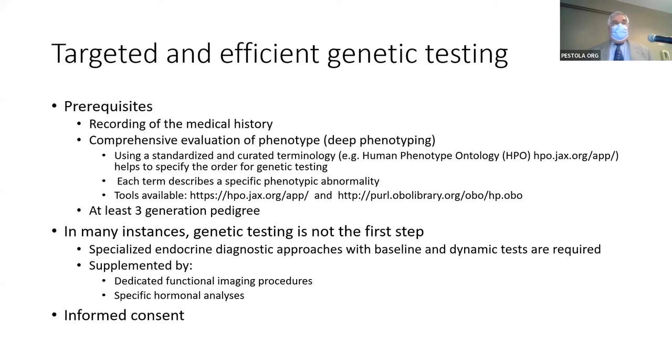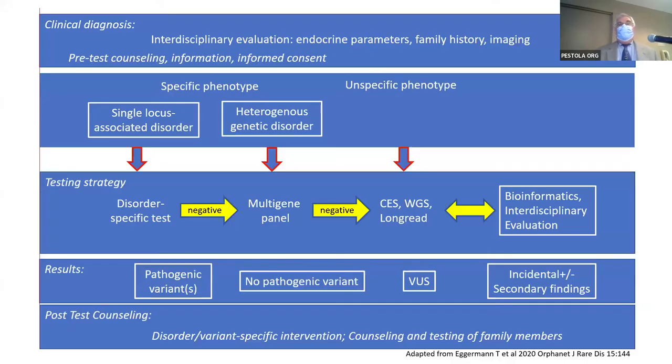Signing the form isn't good enough. You have to explain to the family what they're getting into. Okay. So a simple algorithm, and I've adapted this one from Egerman, is you've got a clinical diagnosis, you get your multidisciplinary evaluation. You can do it all yourself, great. Get the family history, look at the imaging, do that pre-test counseling, information to the family about what the test is, what can be found, and document your informed consent.